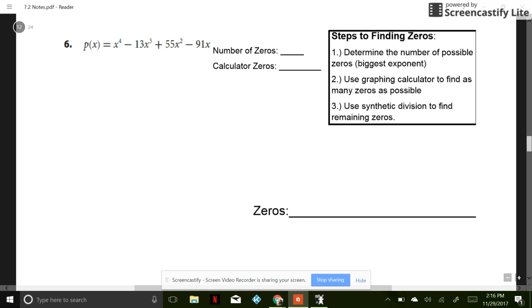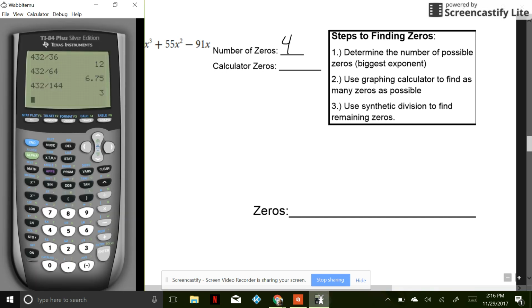All right, let's try some more practice. So the number of zeros we're going to have is 4. 4 zeros, that's the highest power. Let's plug it into our calculator, see what we get.